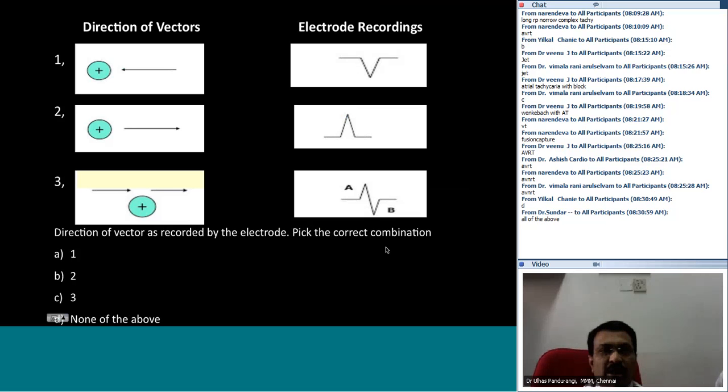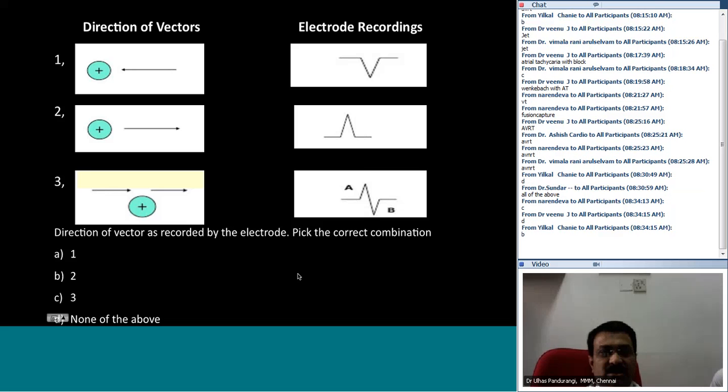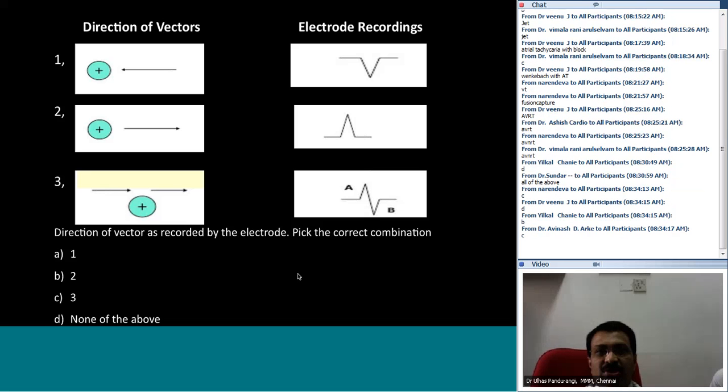Is this the right combination? Combination 1, combination 2, combination 3. So which is the right combination? Narendeva, smart. Srinivasan, smart. Avinash and RK, all of you people are smart.